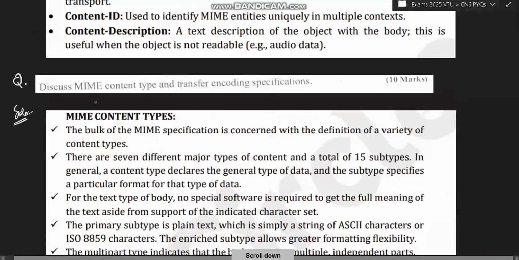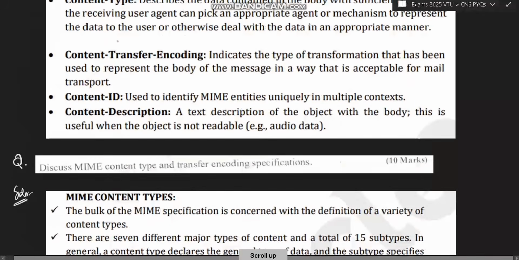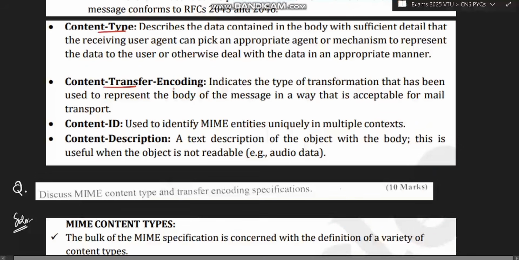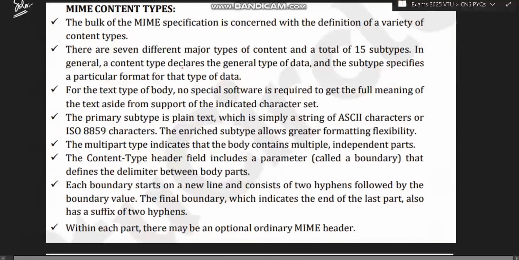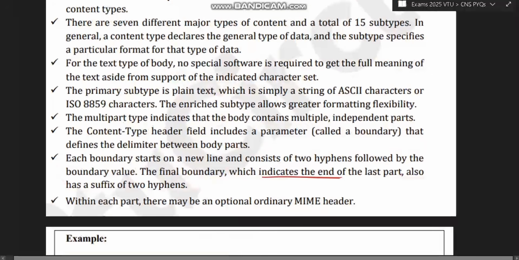Now, discuss MIME content type and transfer encoding specifications. The content type just means what different types of data can be sent. There are some rules. For example, the content type header includes a parameter called boundary that defines the delimiter between body parts. If you want to separate two body parts, you put a blank line to ensure that this is separate, this is separate. Like that, some other delimiters are present, which are defined as a boundary. Each boundary starts on a new line and consists of two hyphens followed by the boundary value. This is the syntax. The final boundary, which indicates the end of the last part, also has a suffix of two hyphens.